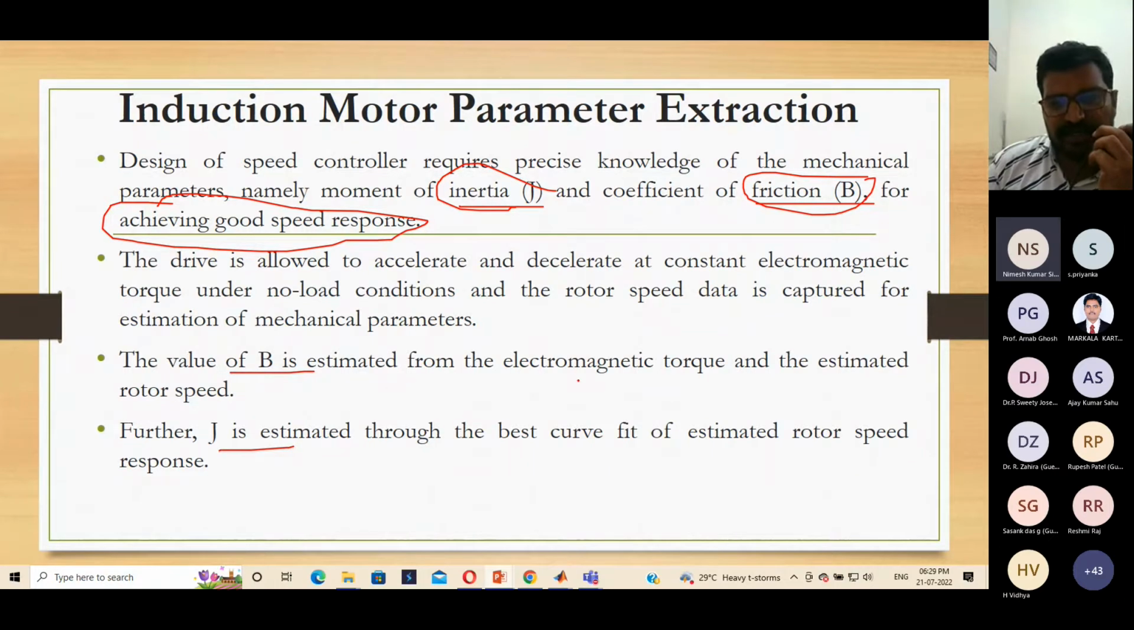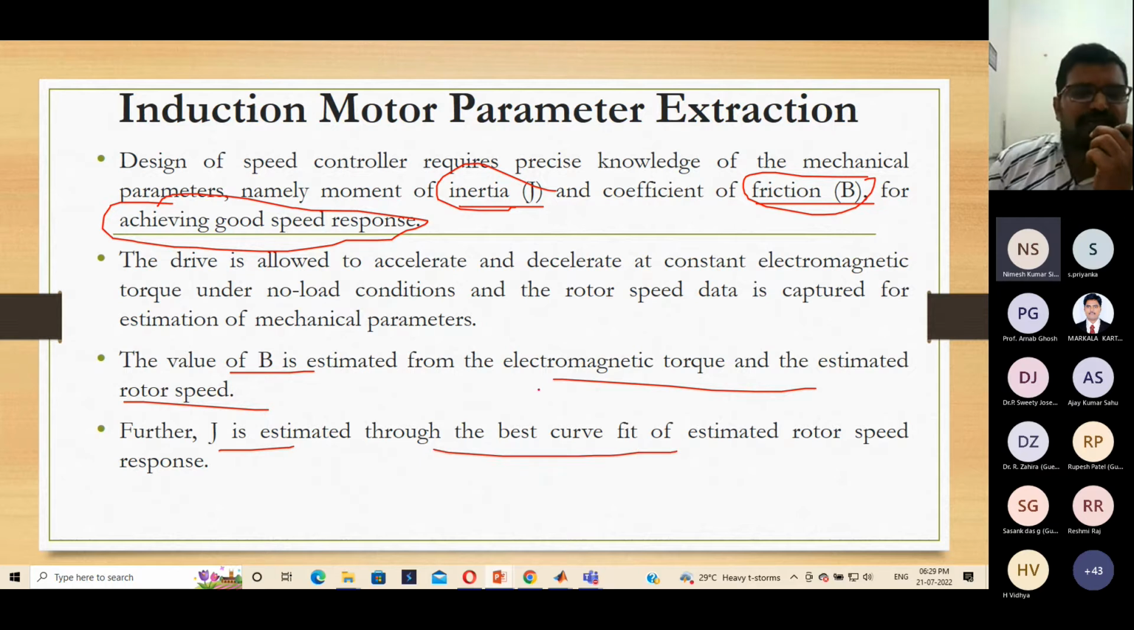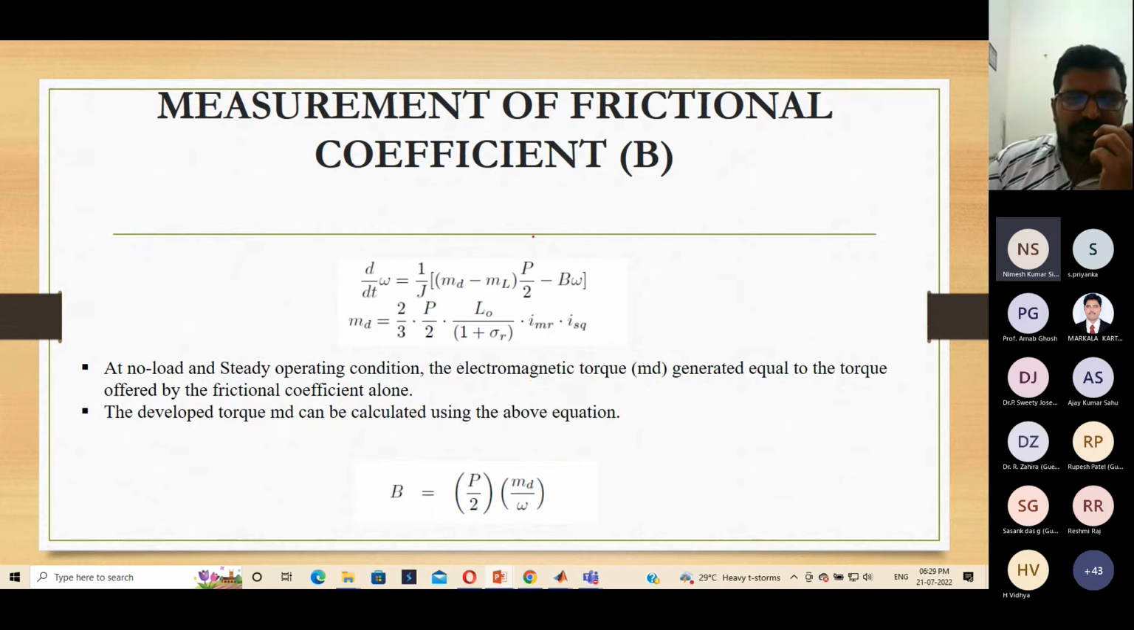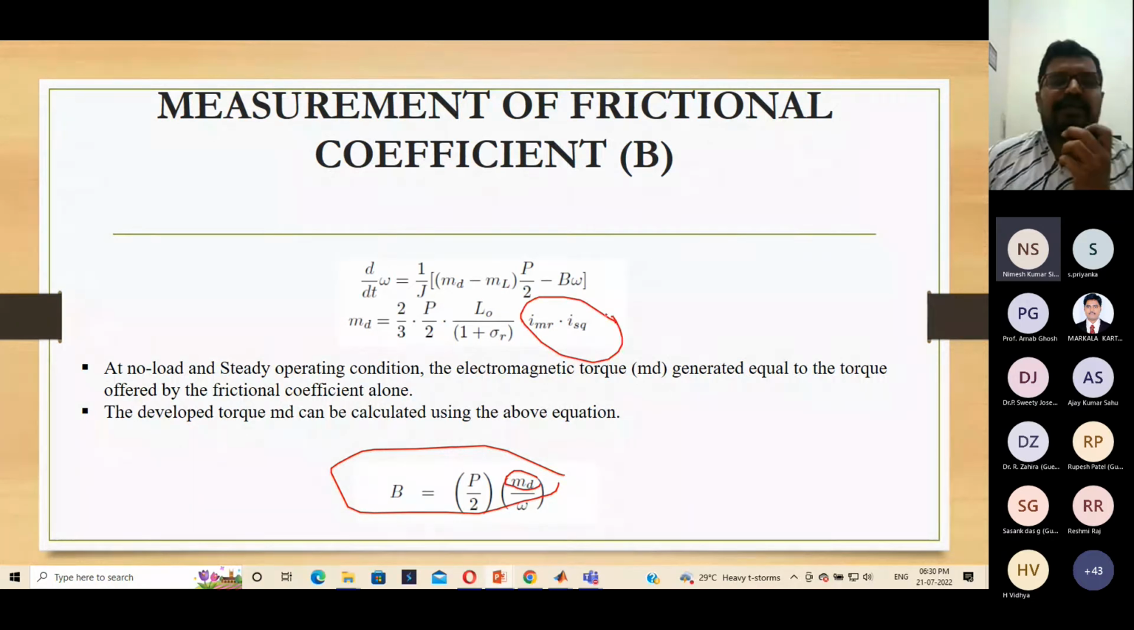Here, B is estimated from the electromagnetic torque using the rotor speed, and the inertia coefficient can be found using a curve fitting method, which we will discuss in the coming lecture. For example, at no load condition, the electromagnetic torque is equal to the frictional torque only. So you can get the value of B as MD by omega. How can I achieve this MD? You can obtain the MD value in terms of the current values.